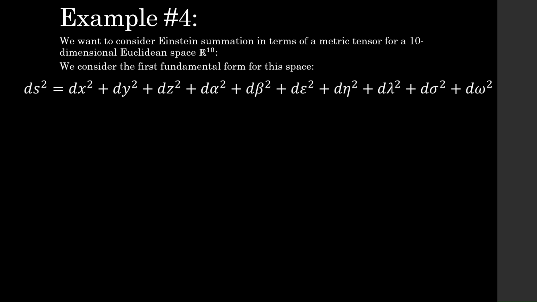So it's good to go ahead and understand your Greek letters. I'll go ahead and read through these. This is dx squared plus dy squared plus dz squared, as you already know. And then we have d alpha squared plus d beta squared plus d epsilon squared plus d rho squared plus d lambda squared plus d sigma squared plus d omega squared. If you're getting into tensor calculus, it's a good idea to have your Greek alphabet down. So all of this can actually be represented in a 10 by 10 matrix, which is the metric tensor components.